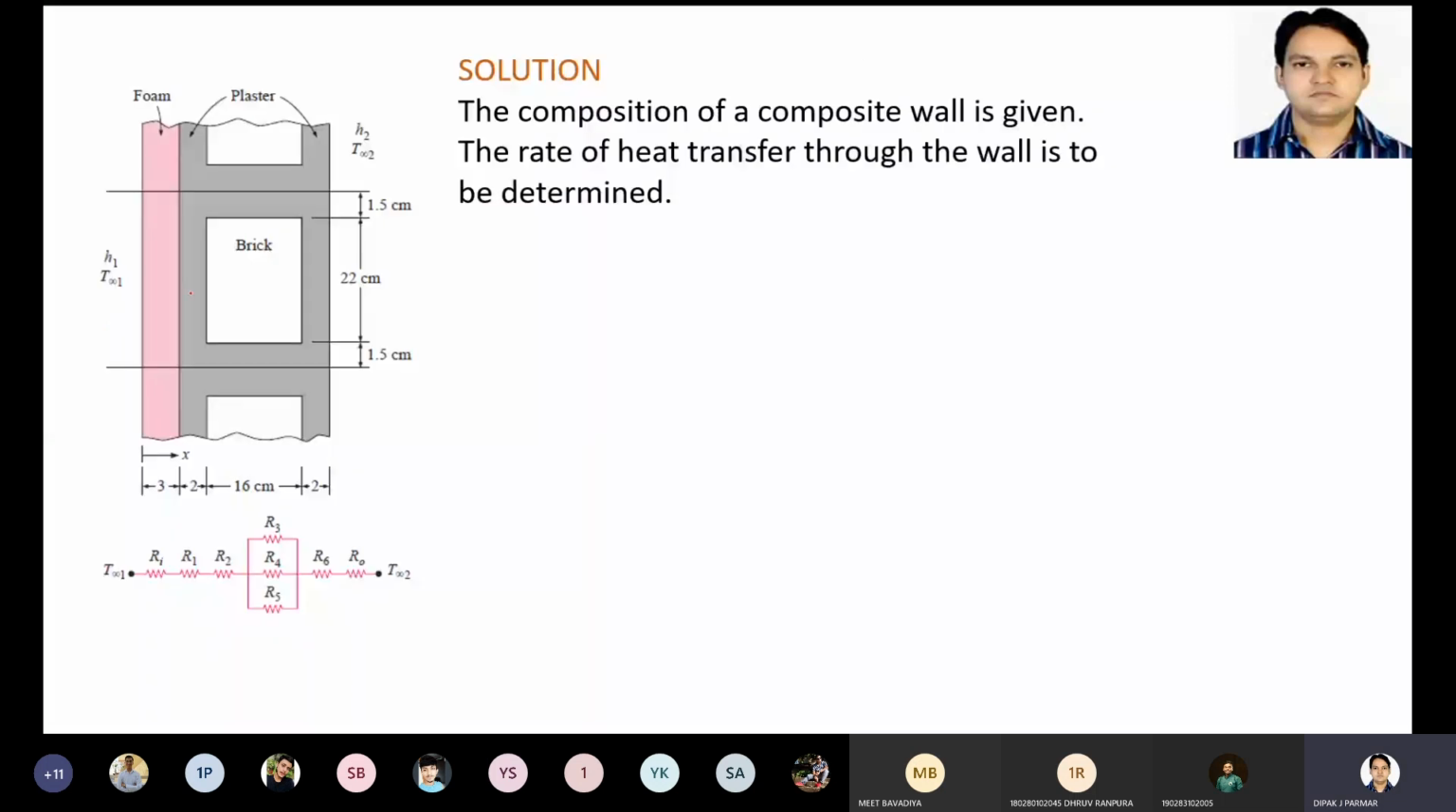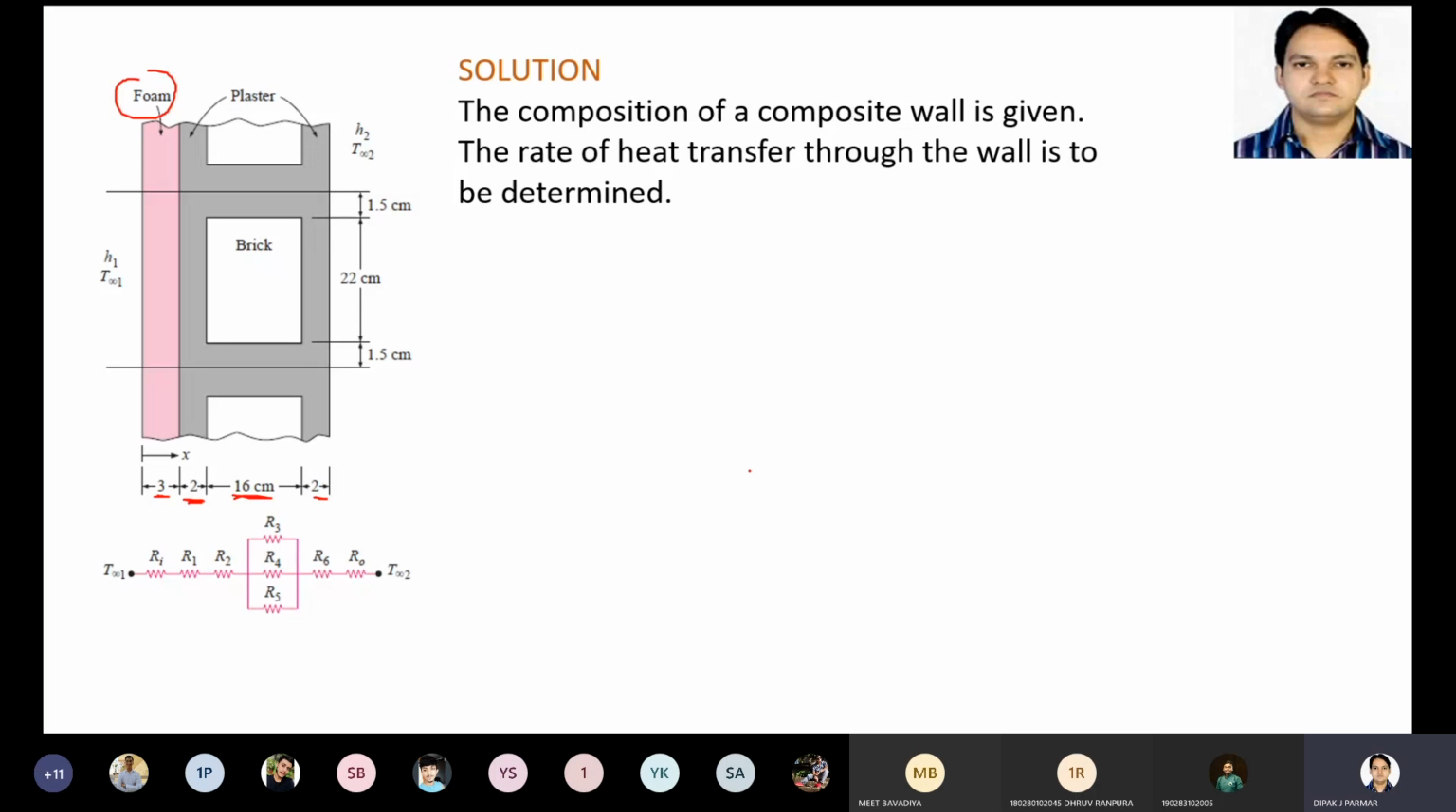You have layers of different materials. First material is a foam whose thickness is given, 3 centimeters. Second layer is a plaster layer whose thickness is 2 and conductivity is mentioned. Then you have a brick layer whose conductivity is also given and its thickness is 16 centimeters. Then again a plaster layer whose thickness is 2. And our task is to calculate the heat transfer.